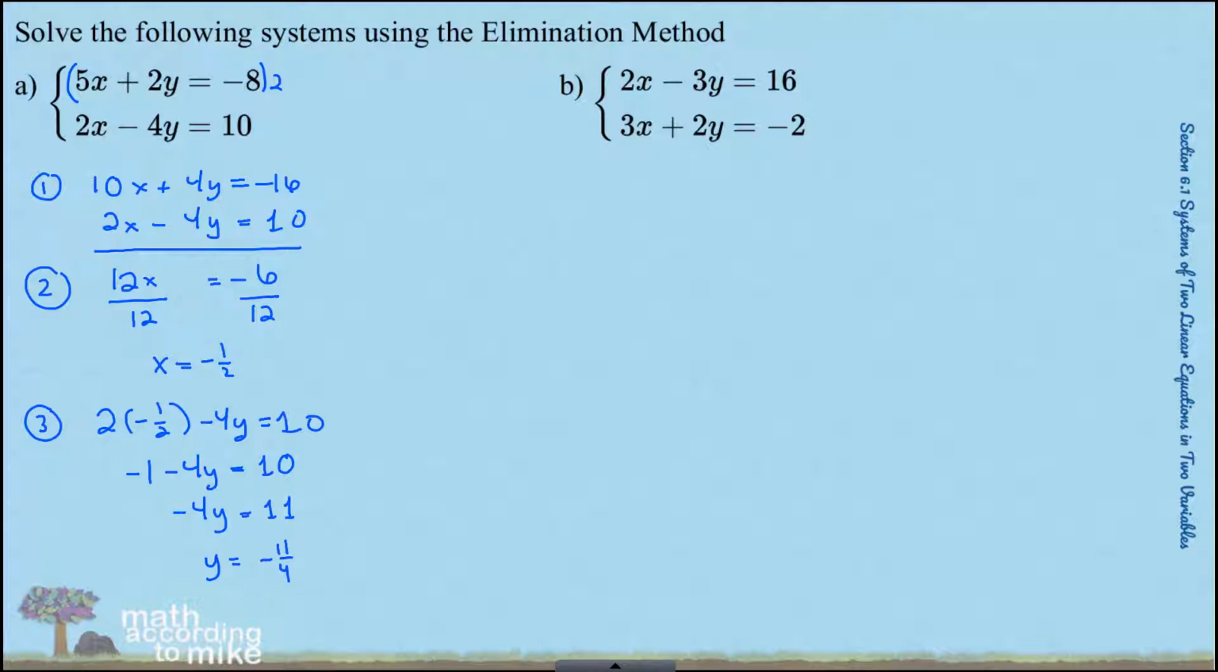So we really should check this here, but I'm going to leave that to you. Our answer is x comma y, negative 1/2, negative 11/4.